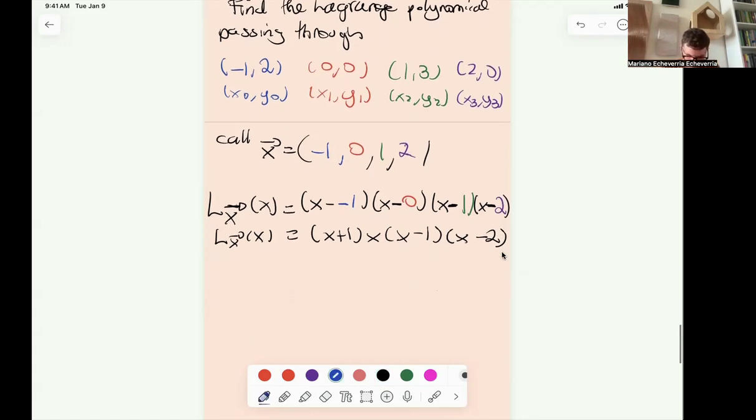So for example, for what is L30 in this notation, it is what you get by removing the factor associated, this first factor. It is what you get here by removing this factor. So you get x times x minus 1 times x minus 2.